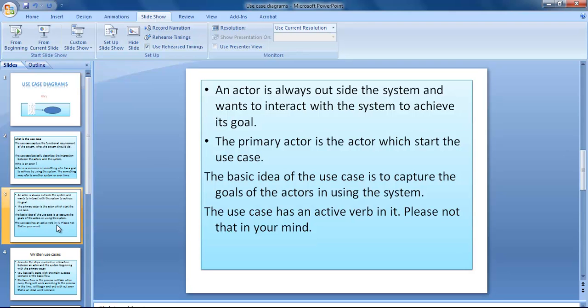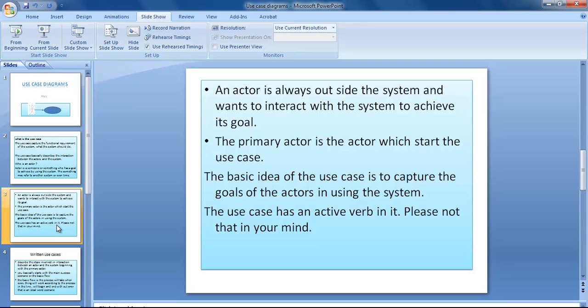The primary actor is the actor which starts the use case. That is, the person or the system that will start the use case is known as the primary actor. Again, remember, the actors are always outside the system. No actors are inside the system. The actors would interact with the system to achieve their goals. The basic idea of the use case is to capture the goals of the actors in using the system.